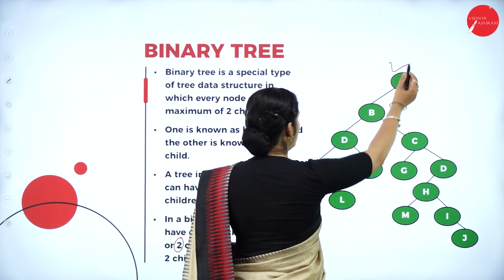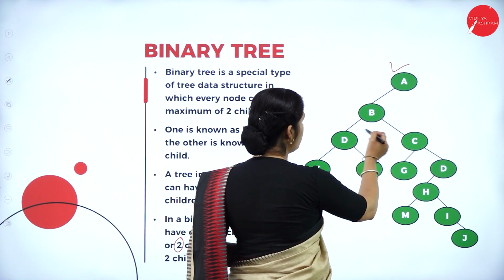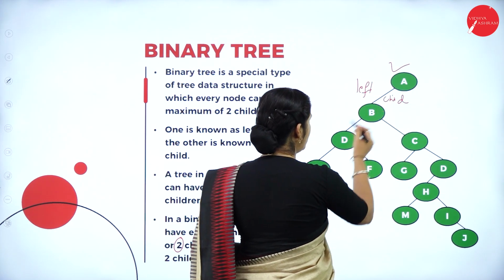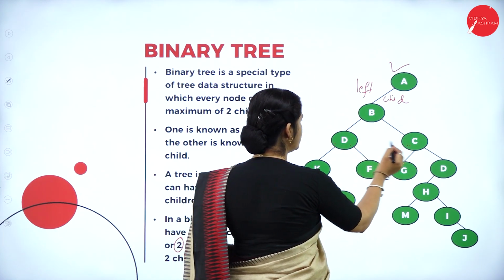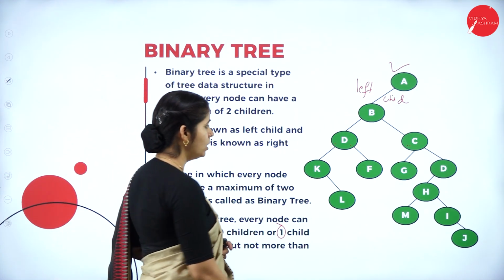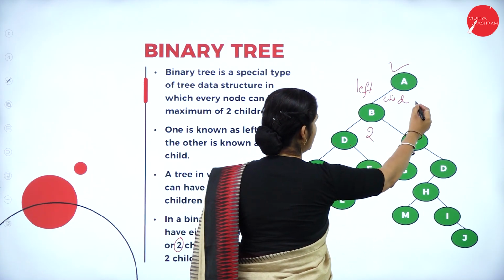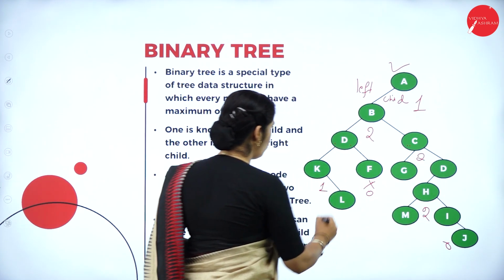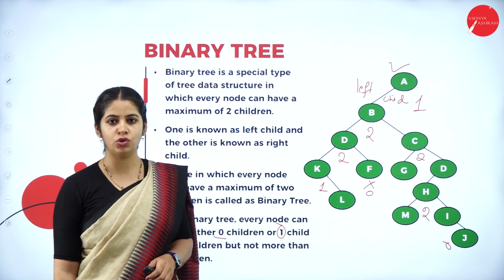How many children will node A, which is the root node, have? The root node has only 1 child, which is a left child, right? But here you can see it is having 2 children. Node B is having D and C as 2 children, so that is having both the left child as well as a right child. Here we don't have any child, so 0 children. Here we have 2 children, here we have 1 child. Here also 2 children, 0 children, and here 1 child. So this representation is known as a binary tree representation.